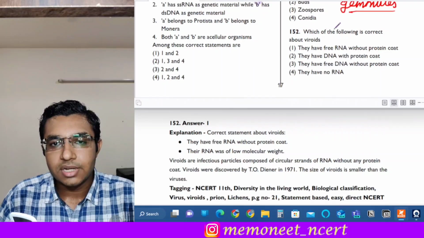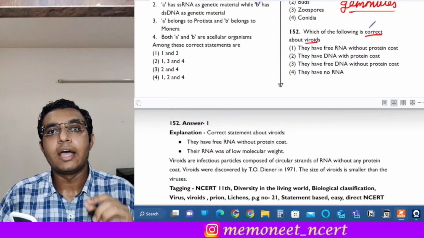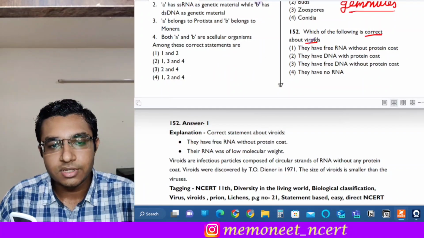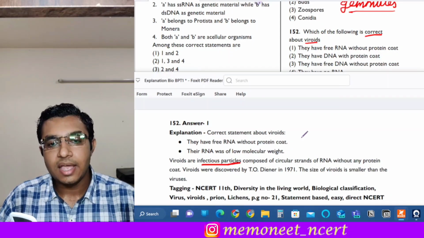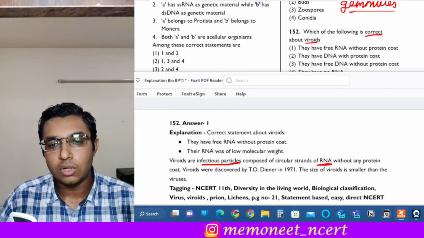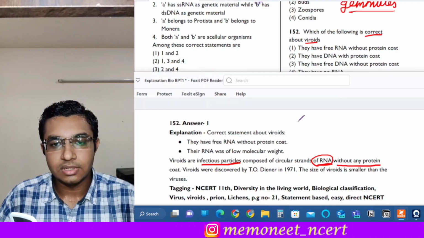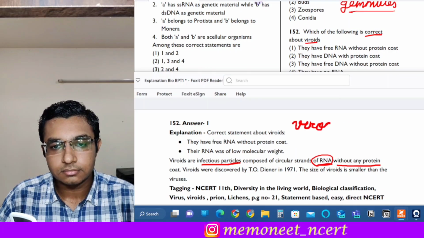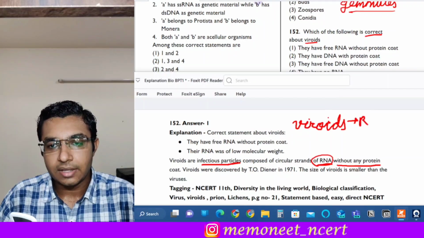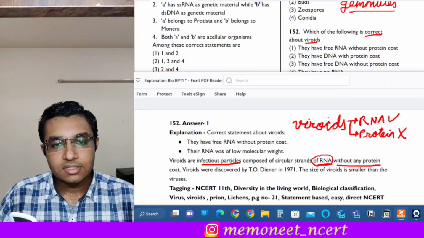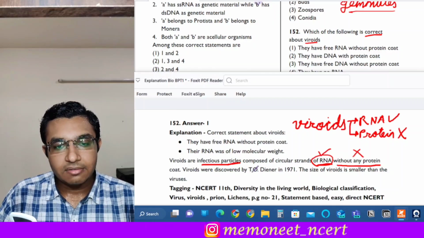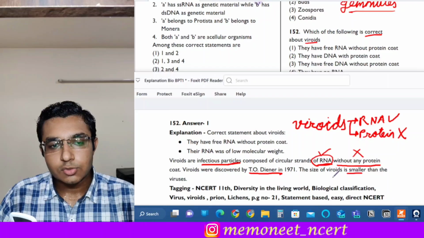Question number 152 states: which of the following is correct about viroids, okay? So first of all, read the question correctly, okay? We have to identify the correct statement, and it is about viroids. So first of all, what are viroids? So see, viroids are infectious particles, okay? They are nothing but infectious particles, and they contain only RNA without any protein, okay? So listen here carefully. The viroids contain RNA, okay? RNA is present in viroids, but the proteins are absent in them, all right? So the viroids contain RNA without any protein, and they were discovered by T.O. Diener. The size of viroids is smaller than the viruses, okay?